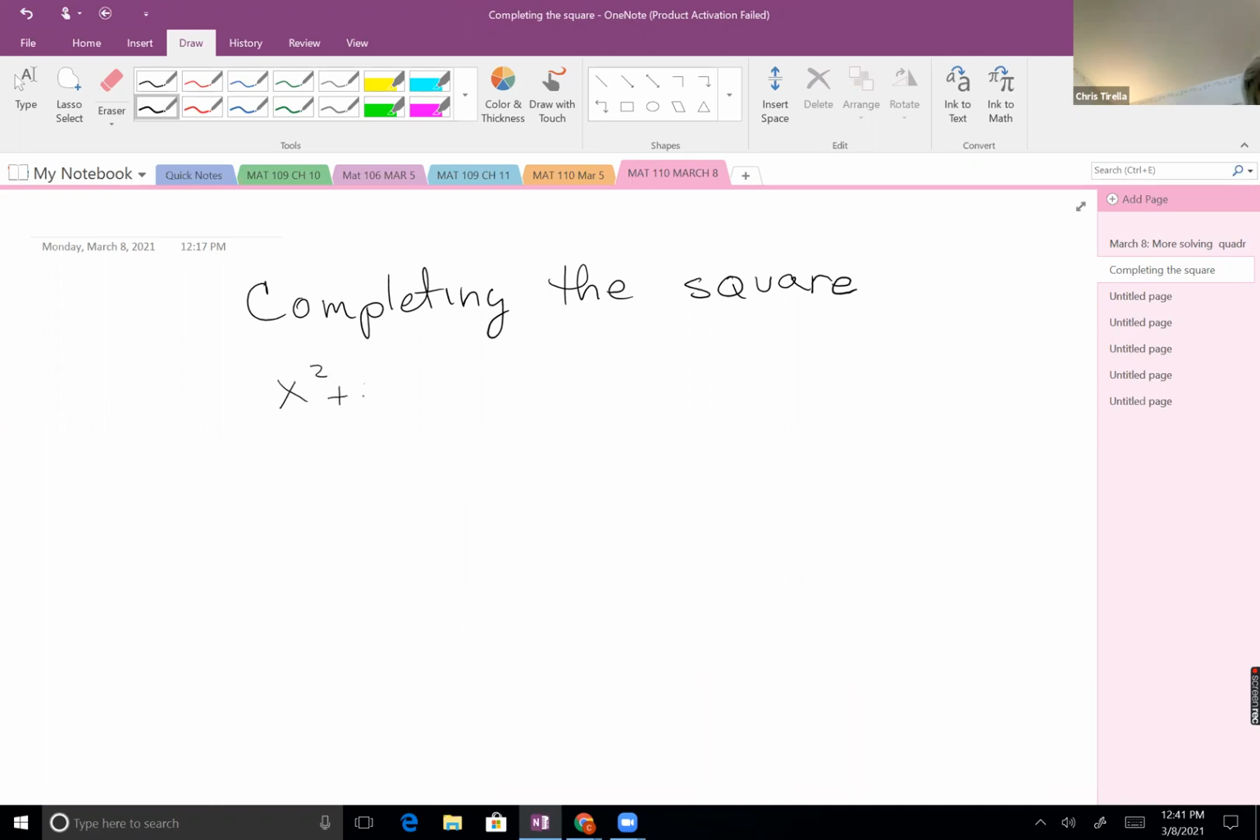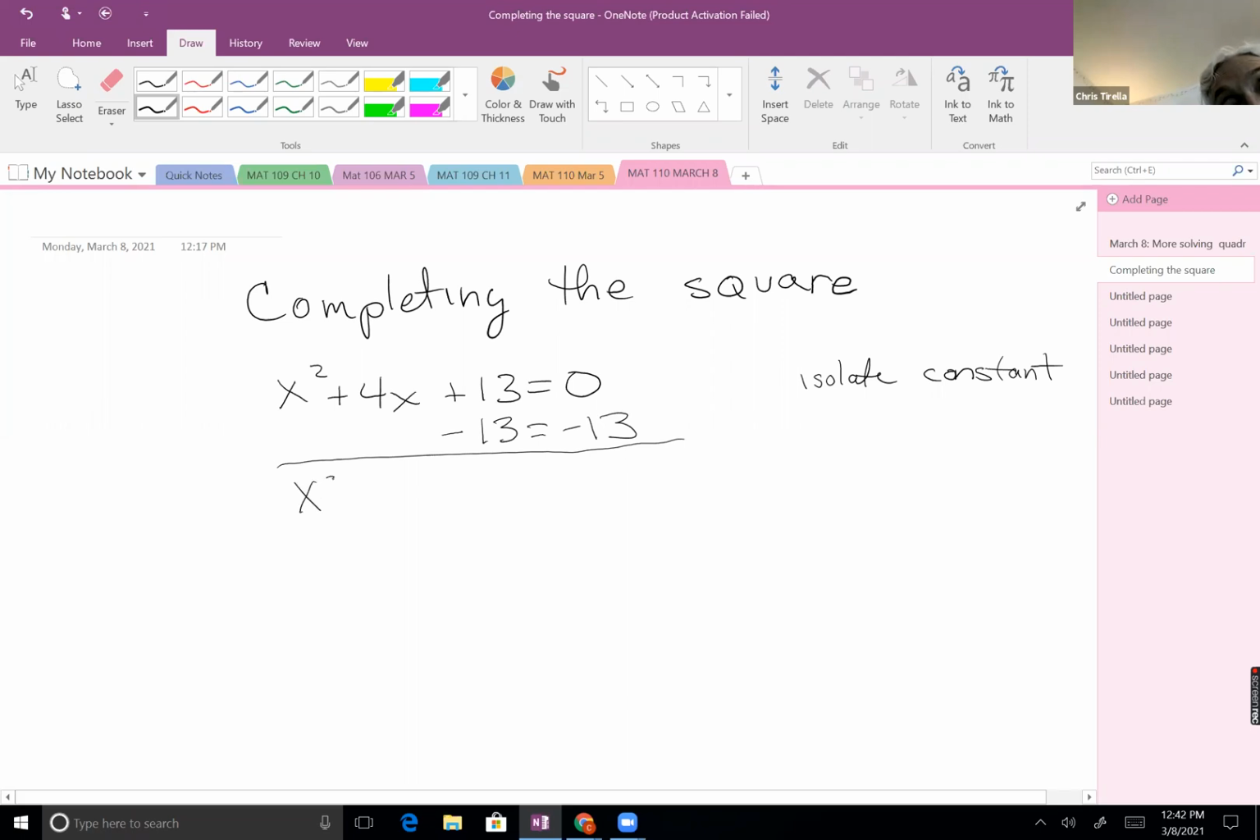Then solving by completing the square, let's look at an example together. Let's look at x squared plus 4x plus 13 equals 0. And if I remember correctly, to solve by completing the square, we didn't want one side to be 0, but we wanted to isolate the constant, which is a fancy way of saying get that plain old number alone on one side of the equal sign. So I'm going to subtract 13 from both sides, giving me x squared plus 4x, I'm going to leave a hole, equals negative 13.